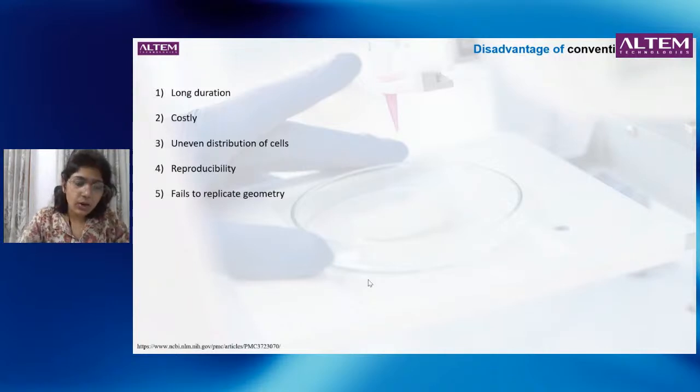That is, they take a long duration, they're quite costly because you have to use multiple types of equipment to carry out the process. There is uneven distribution of cells. Reproducibility is a main issue when trying to create scaffolds. Say, for example, I have standardized a method. There will always be batch to batch variation, differences in the pressure exerted, the solvent concentration, the molar concentration, and this might cause a lot of delay, and you might not get the effective scaffolds that you require. And the major disadvantage of conventional methods is that it fails to replicate geometry.